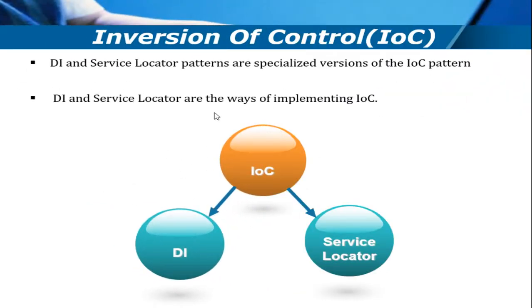Finally, DI and the service locator pattern are specialized versions of the IOC pattern. Inversion of control is the design pattern, and there are two techniques to implement the abstraction layer. The first one is dependency injection, and the second one is the service locator. So in the next lecture, we can see what is dependency injection and how to implement the abstraction layer to avoid tight coupling.